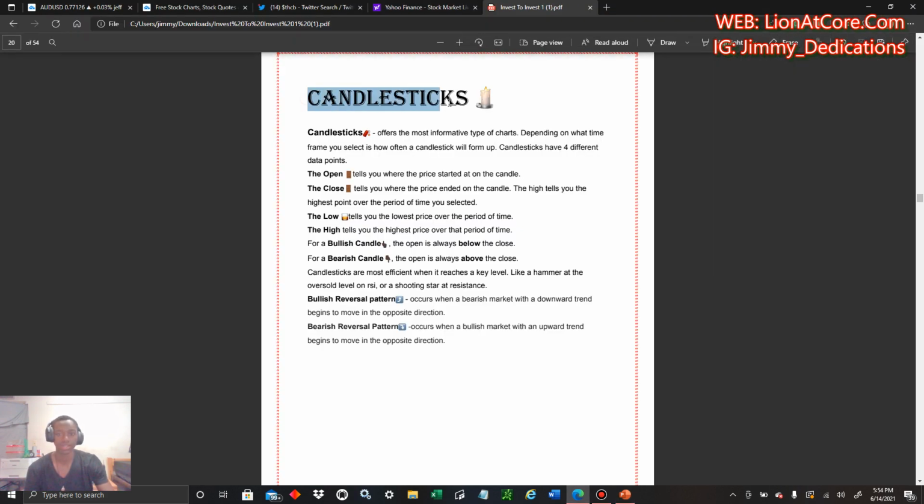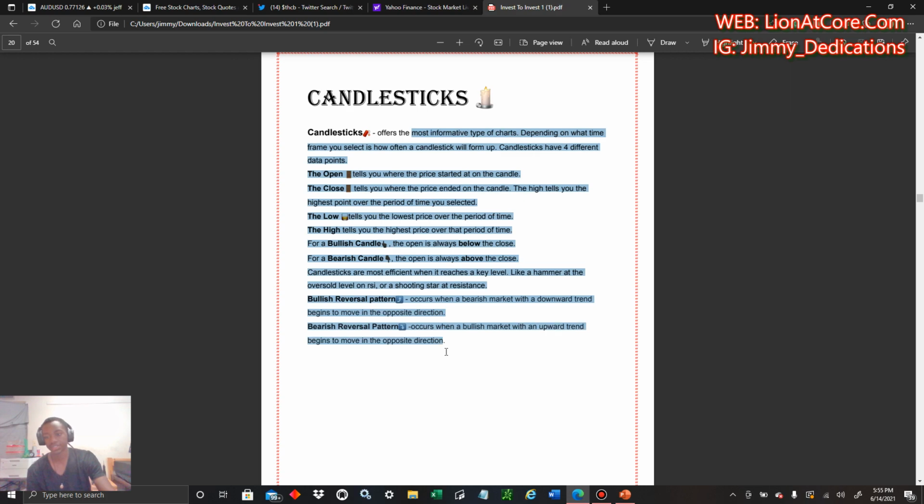Candlesticks. This is a candlestick section part of my book, and these are the things that candlesticks show you: the open, the close, the low, the high. It also shows you patterns. So candlesticks offer the most. Y'all can read this right here. This is the free version, so just pause and read. This is gonna be the basic version. But yeah, candlesticks tell you all of this, and the line graph only shows you the price.